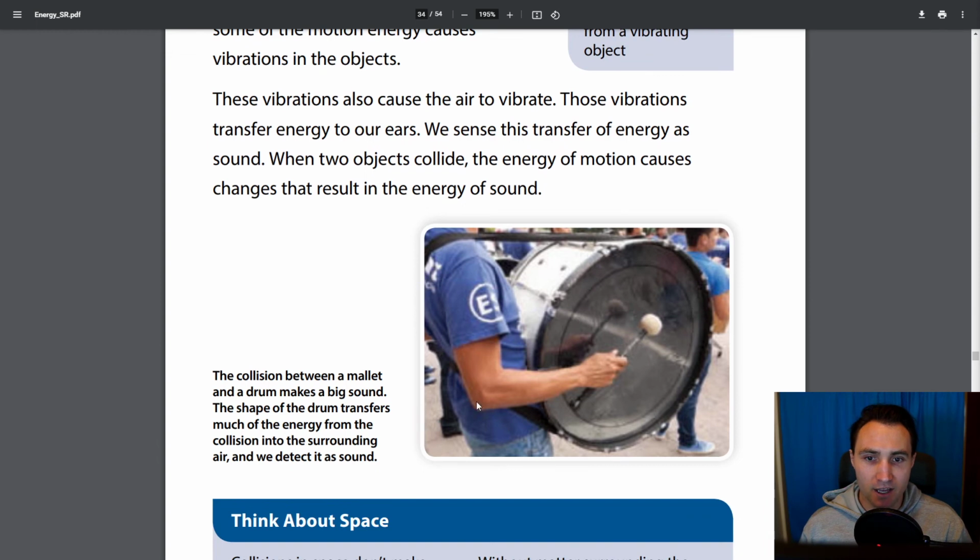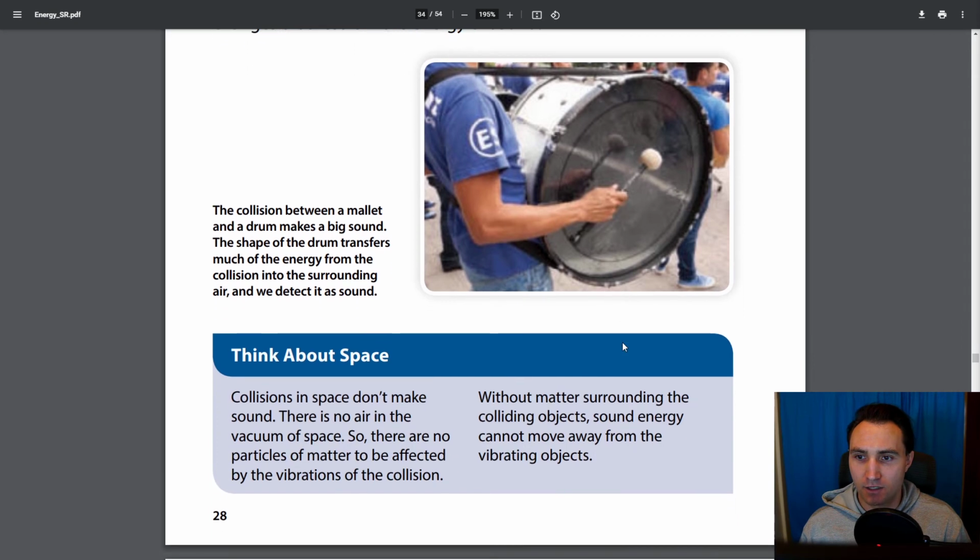So here is a person playing a drum, and he is using his muscles to transfer energy to his drumstick to hit the drum, and then it is vibrating, and we hear that vibration as sound.